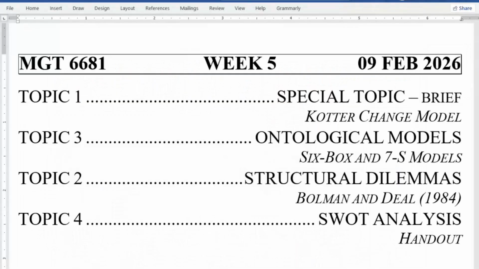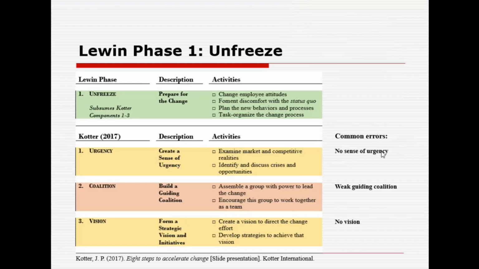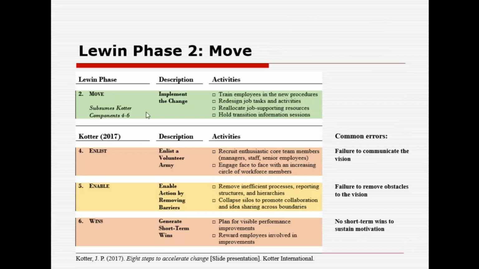Now, let me just move into my little PowerPoint that I have here where I compare them. Okay, I have Kotter 2017 here. I don't have the old and new Kotter. I just have the Kotter 2017. So, if you notice, we have urgency, coalition, and vision. That's essentially the same as it was in 1995. And where it says visions, form a strategic vision and initiatives. Okay, then we get into the move. The move phase for Kotter is enlist, enable, and wins. I'm using one word labels here for simplicity.